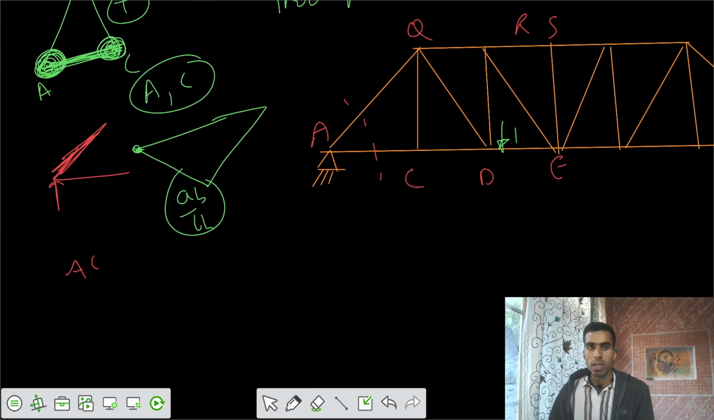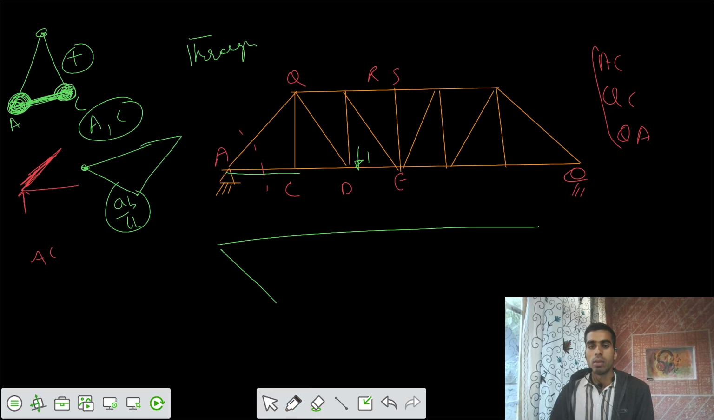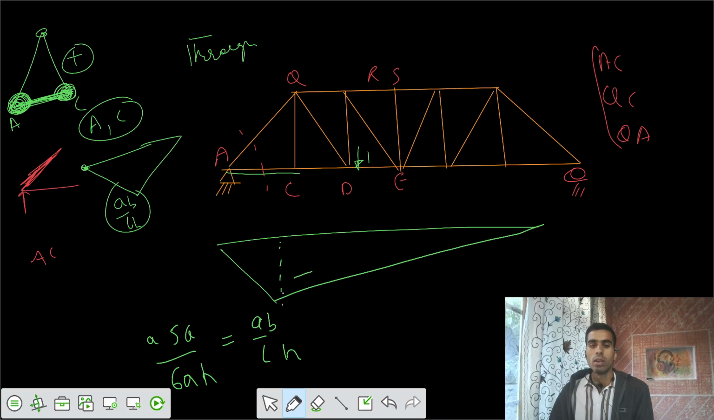Now that means the peak would be developed at C. That's because the member is at the bottom, and it's having the ILD in the form of the ILD for bending moment at any section. So this ordinate would be AB by L divided by H, and the value of A equals A, B equals 5A, L equals 6A, and H equals H. So this is your value here, and this should be a positive ILD.